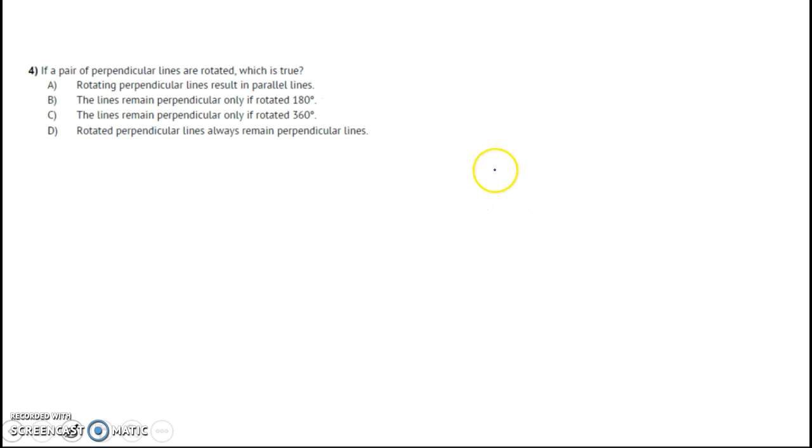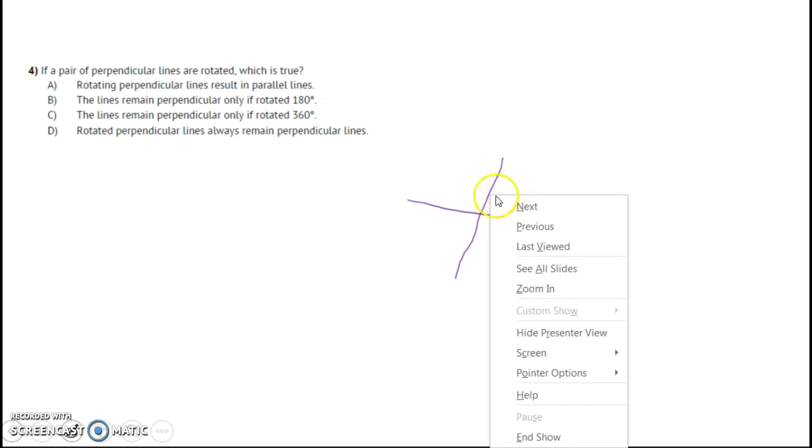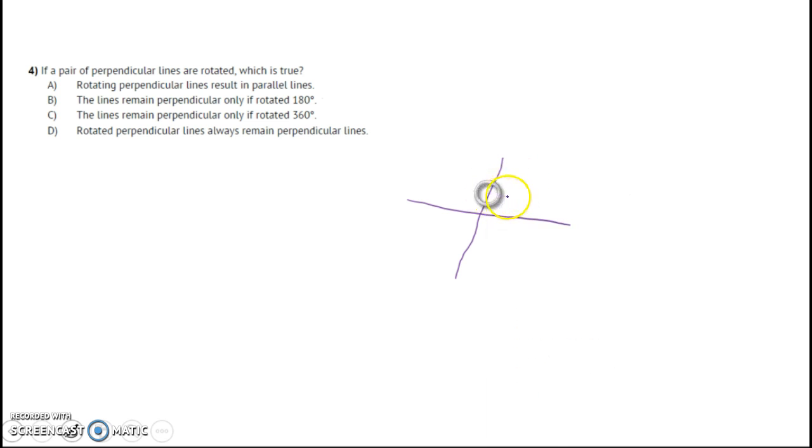So the big thing to remember here, and just as a reminder, perpendicular lines are lines that form a right angle with each other. But if we are rotating perpendicular lines, rotation is a rigid transformation, meaning it doesn't change the shape or size of our lines. So if we rotate these, it really doesn't matter how we choose to spin them. They are still going to be perpendicular to each other because rotation is, again, what we call a rigid transformation.